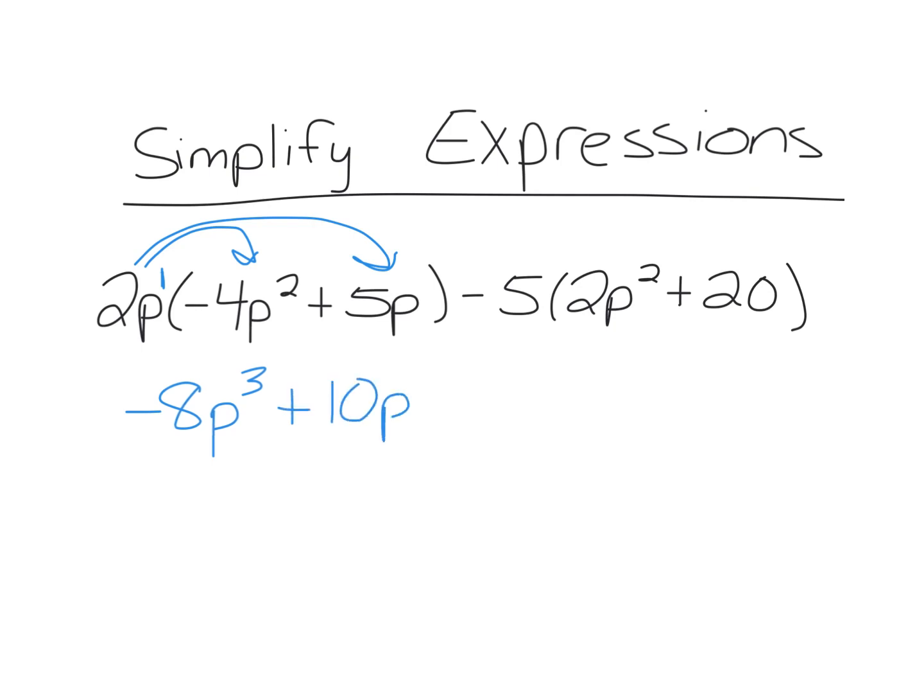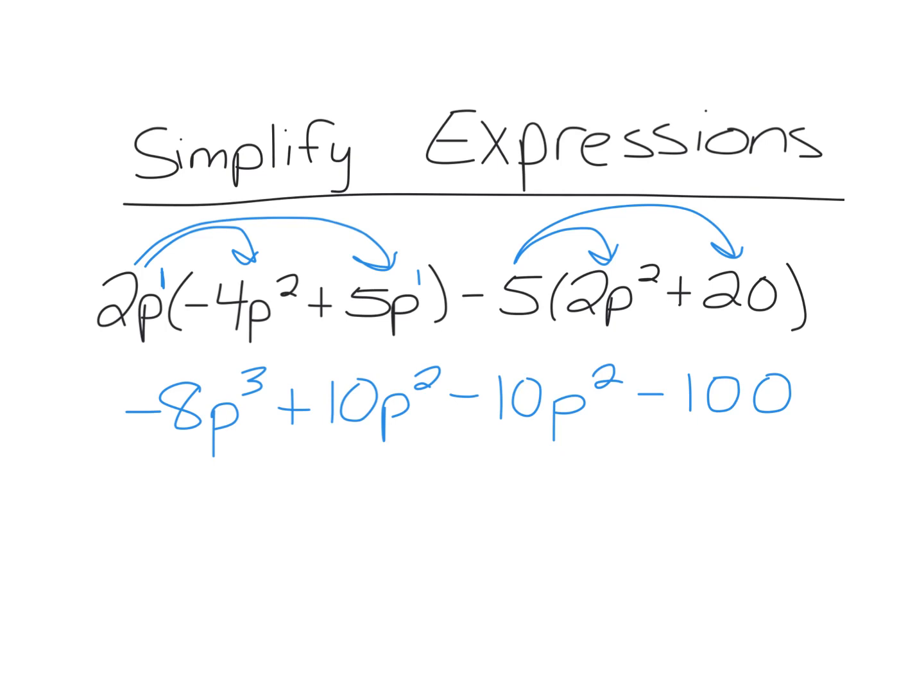10p to the... Yep. Now we take the second one. What do I have to remember to take with it on the second one? The negative, yep. Negative 5 times 2p squared. Negative 10p squared. And then I have negative 5 times 20. Minus 100.